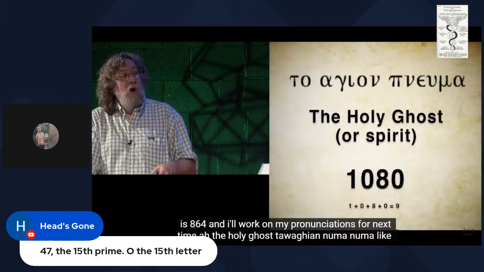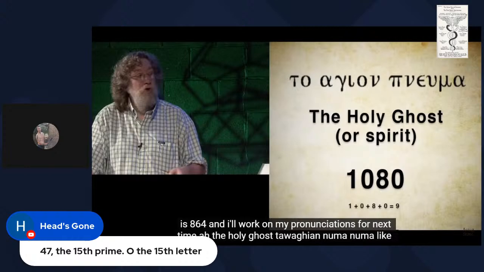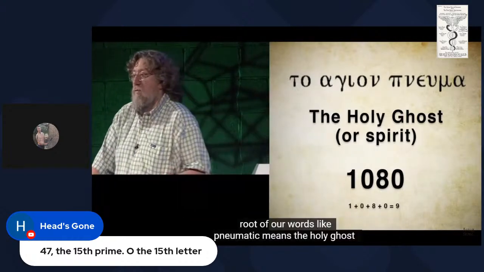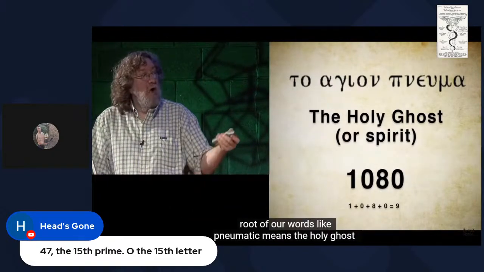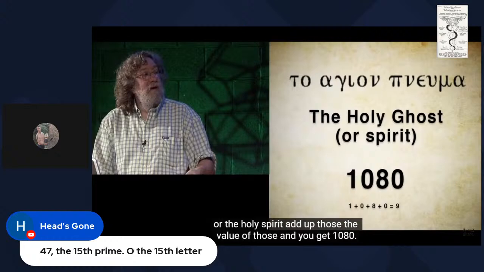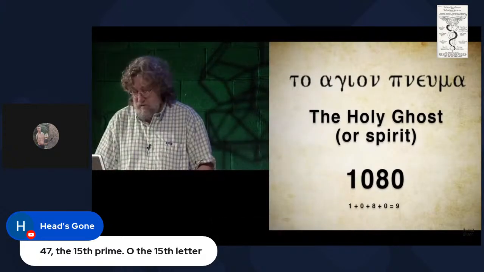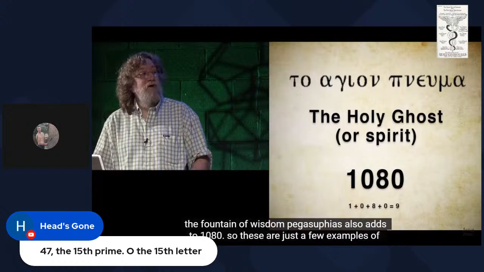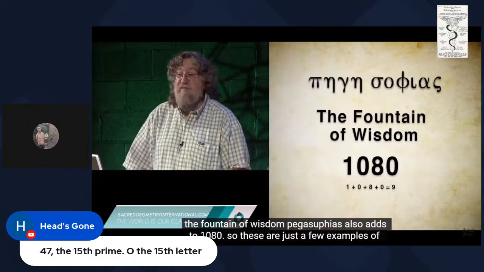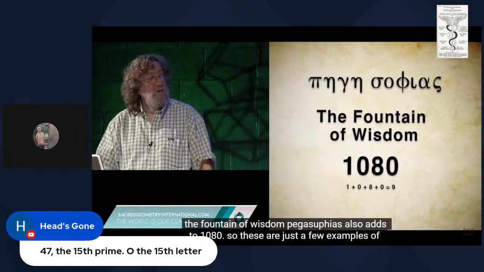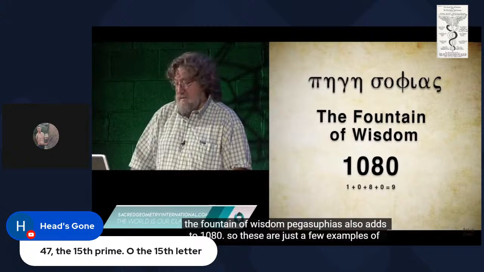The Holy Ghost, To Hagion Pneuma. Pneuma, like the root of our words like pneumatic, means the Holy Ghost or the Holy Spirit. Add up the value of those, and you get 1080. The Fountain of Wisdom, Pege Sophias, also adds to 1080.